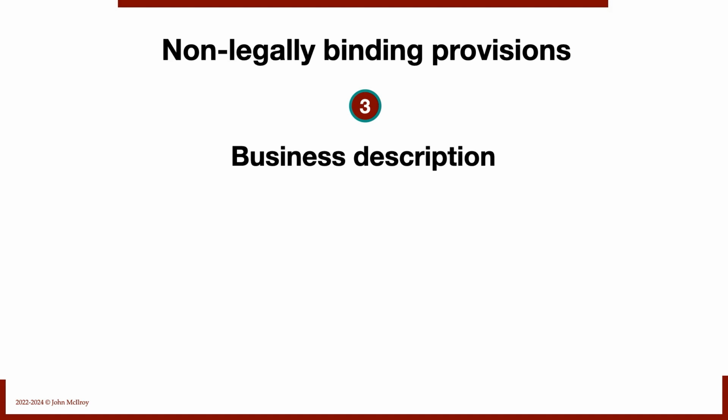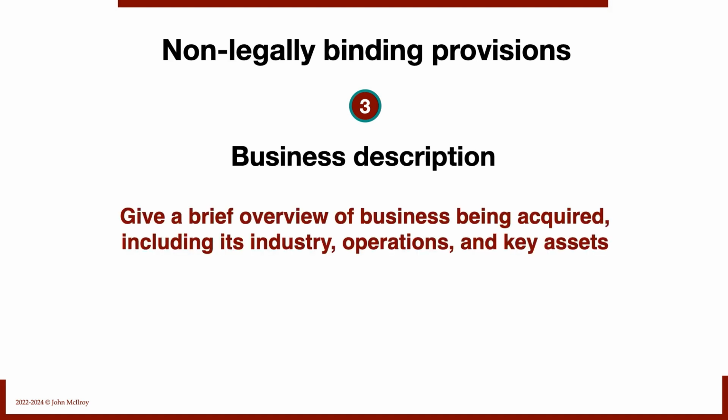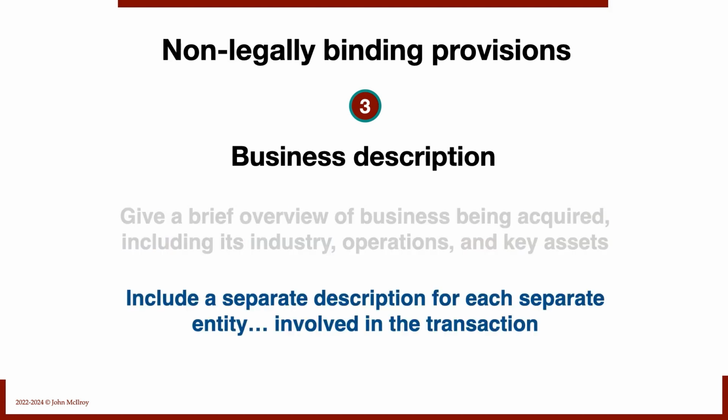Number 3, the business description, again, like a recital. We give a brief overview of the business being acquired, including its industry, operations, and key assets. And make sure you include a separate description for each separate entity that's involved in the transaction, just so everybody's crystal clear.